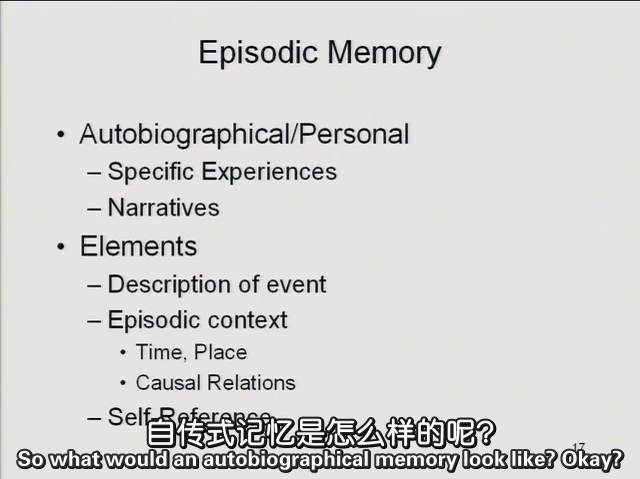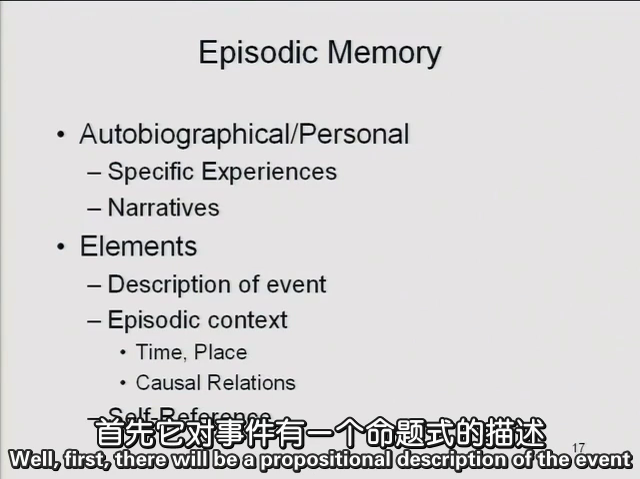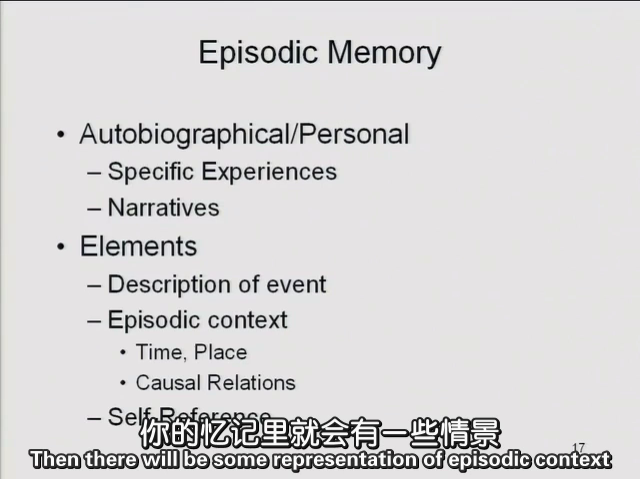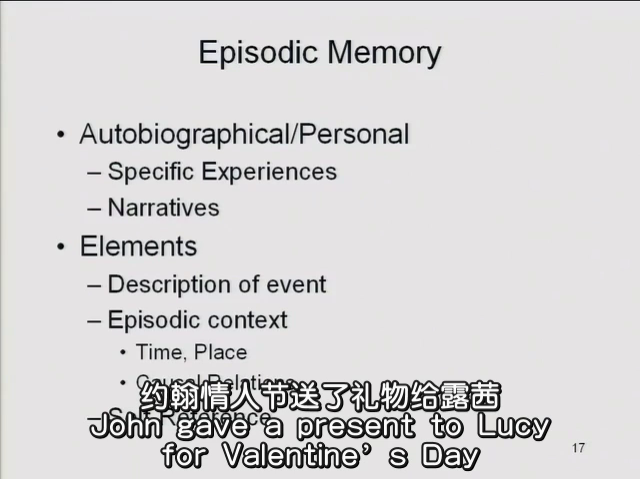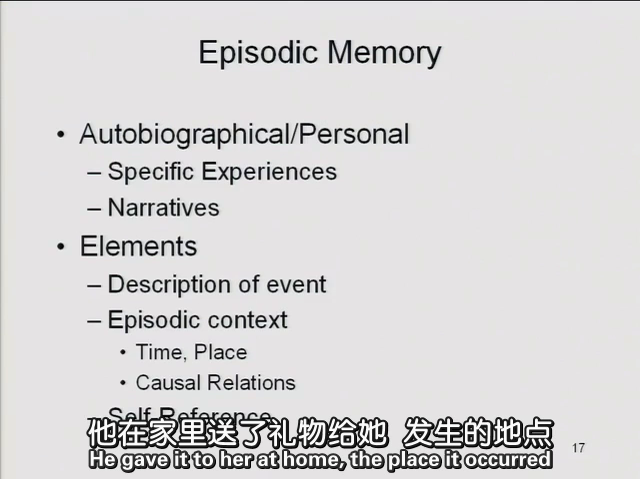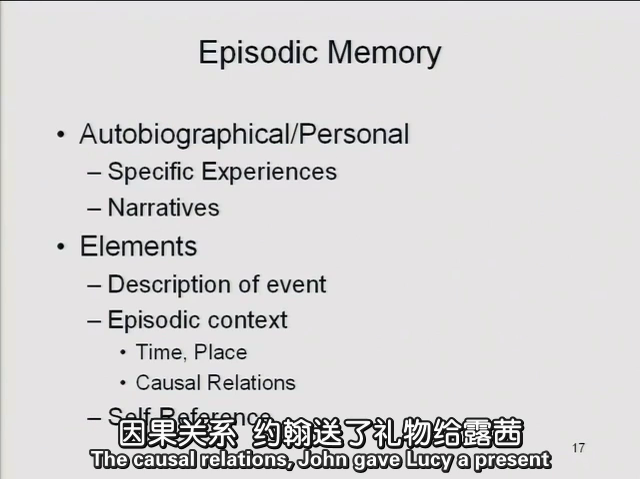So what would an autobiographical memory look like? Well, first, there'd be a propositional description of the event. John gave a present to Lucy. Then there would be some representation of episodic context. John gave a present to Lucy for Valentine's Day. That specifies when it occurred. He gave it to her at home, the place it occurred, and the causal relations.